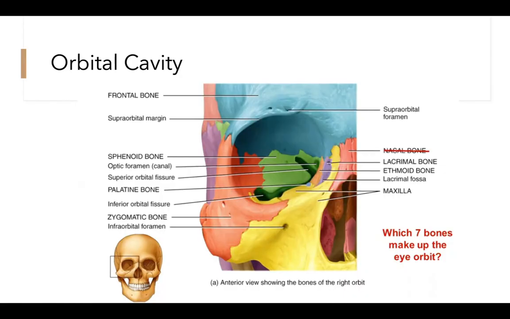Okay, so 3 of these are cranial bones and 4 are facial bones. The 3 cranial bones used to make up the orbital cavity are the frontal, which is shown in blue, the sphenoid in green, and the ethmoid along the medial side of the orbital cavity in orange. And then you have the facial bones. They are the palatine bone, which is in blue, and the zygomatic in a salmon orange color.